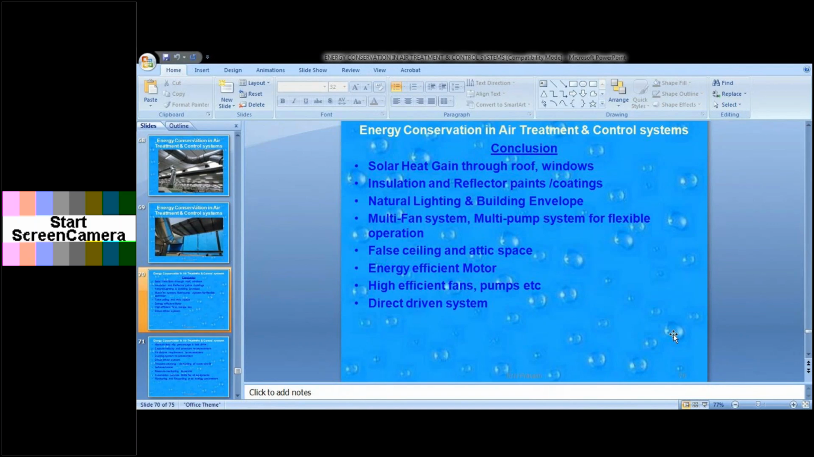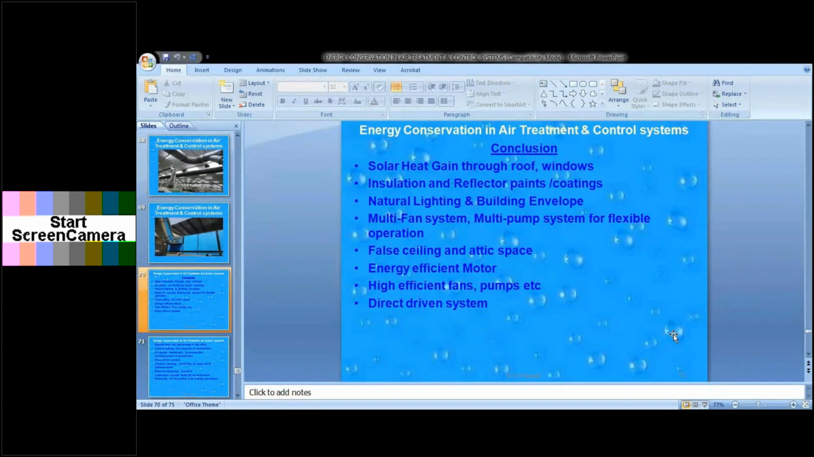There may be a single fan of about 20 HP, or 30 HP. Instead of that, we can put three 10 HP fans and do flexible operation. So it depends upon the interest, the stoppage. So many things are there. If the customer is ready to do all those modifications, then we can go ahead with them.